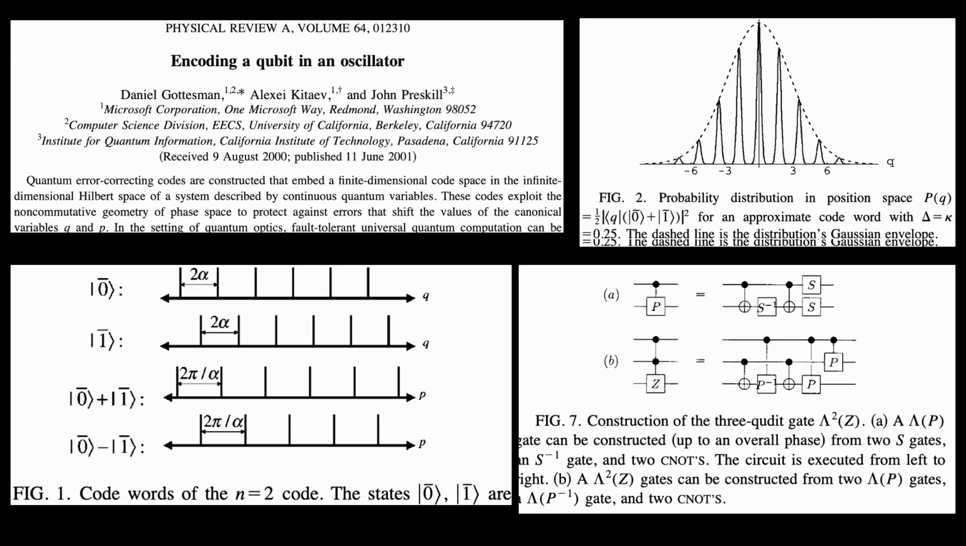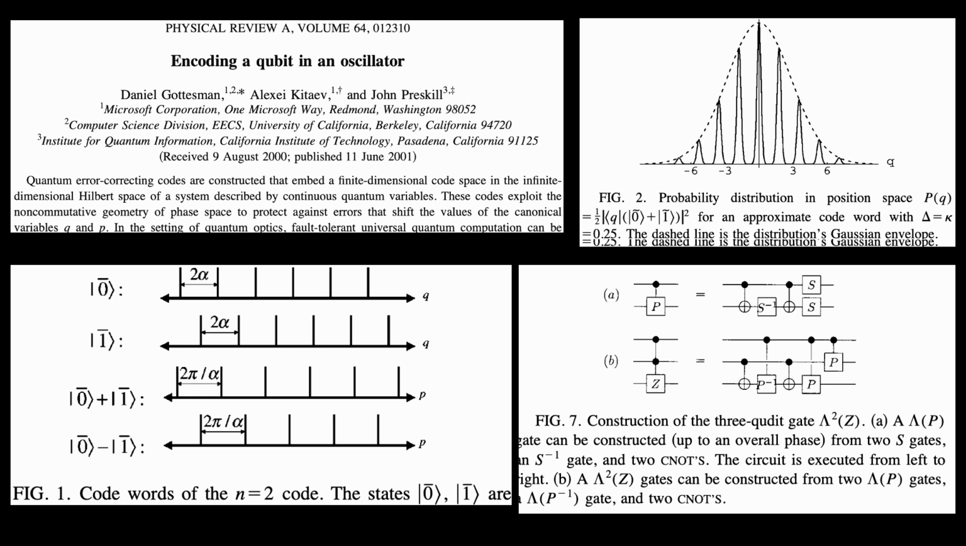Not long after, there came a really nice paper, which I'm sure a lot of you have heard of, by Gottesman, Kitaev, and Preskill. It came out in 2001. I'm just going to walk you through a little bit of their paper so you understand. It's important for this workshop because this is the first paper to talk about qudits. So this is the original.